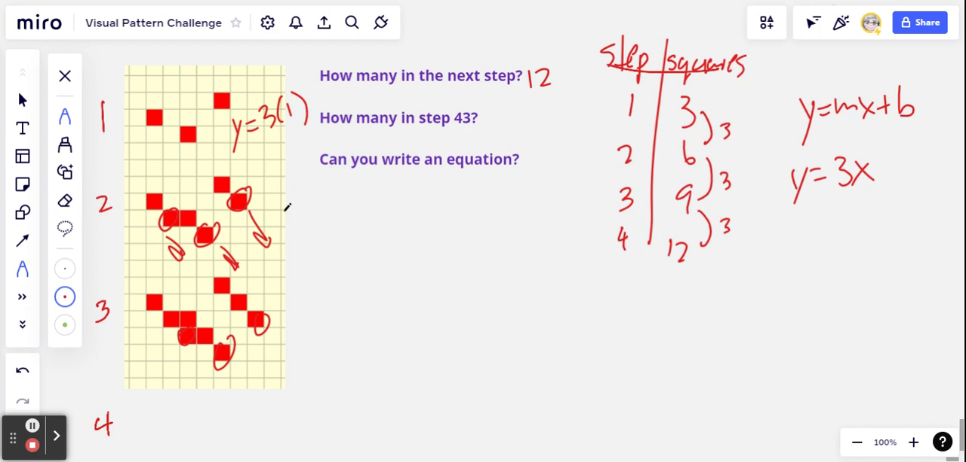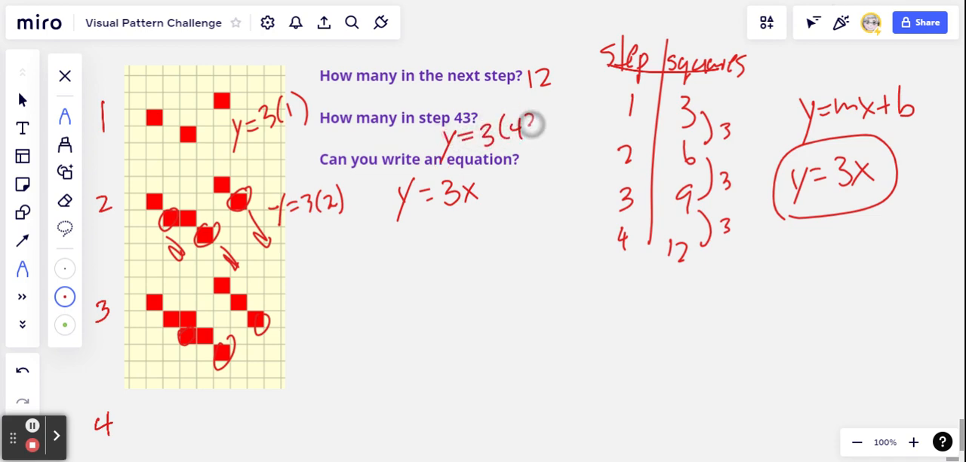If we try that in step 2, that would be y equals 3 times 2. That's 6. That's how many dots there are. So lucky for us, just the stem of the equation is all we need for this one. So y equals 3 times the step number. That's our equation. So to calculate the number of squares in step 43 is pretty much a piece of cake. We just plug in 43 for the step number for x. So 3 times 43: 3 times 40 is 120, and 3 times 3 is 9, so that's 129 squares in step 43.